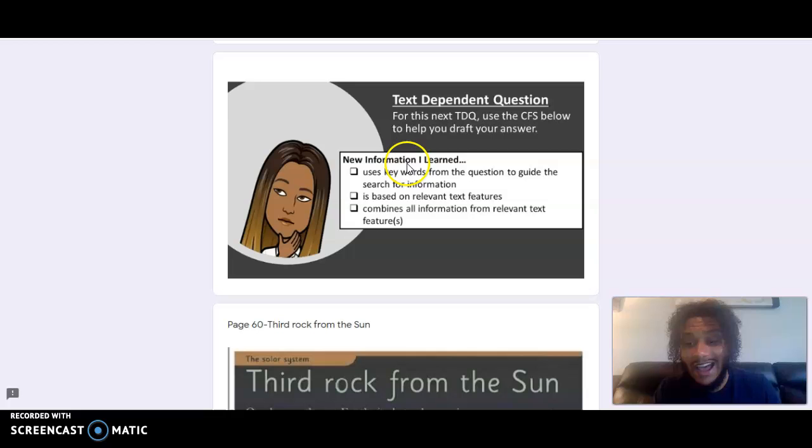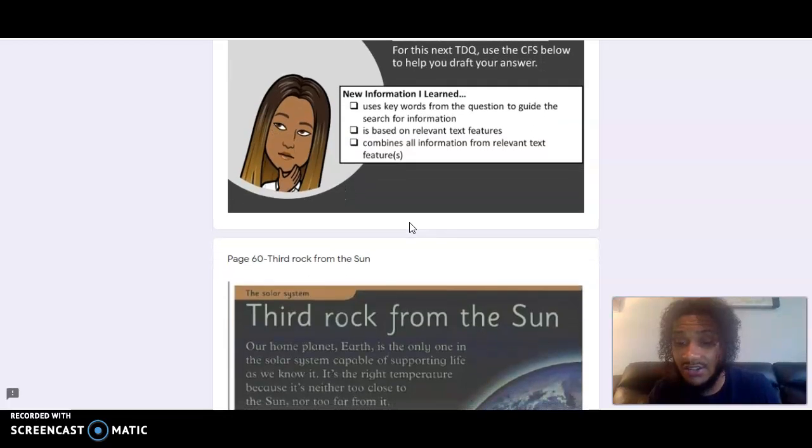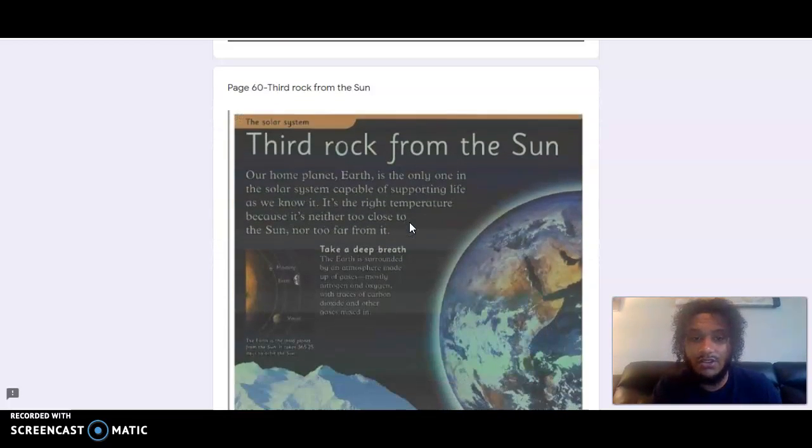New information I learned. So, does it use keywords from the question to guide the search for information? In other words, am I using the right keywords to help myself find relevant information? Is that based on relevant text features? Am I using the correct text features? And combining all the information from the relevant text features to help me find the answer to my TDQ. If I do that, I can find my answers to my TDQs.